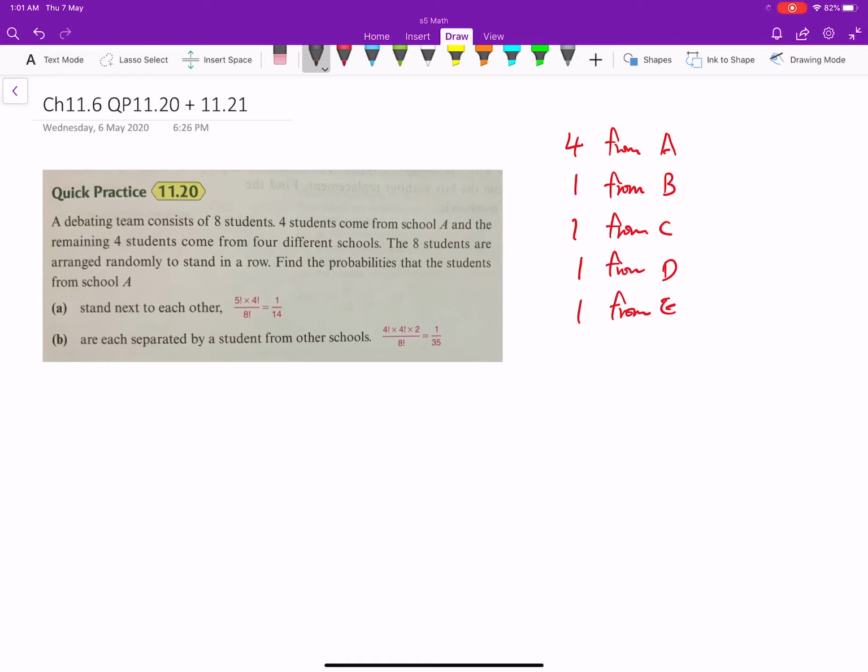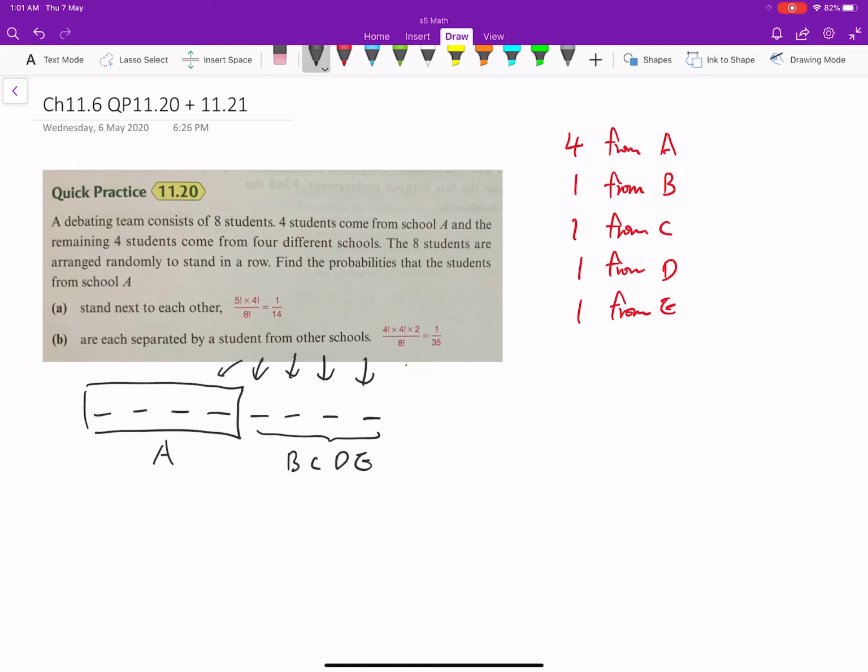Okay, so let's start. If you need to stand together, you just put them together. So these 4 are from A, and these are from B, C, D, E. Okay, so now, first of all, 1, 2, 3, 4, 5. So these 5 you can arrange, right? So you get 5 factorial. And then for the A, you can have 4 factorial, right? So 4 students from A. And then we can get the answer.